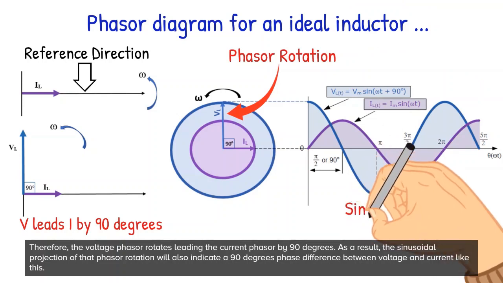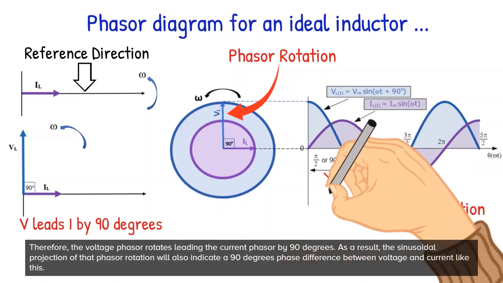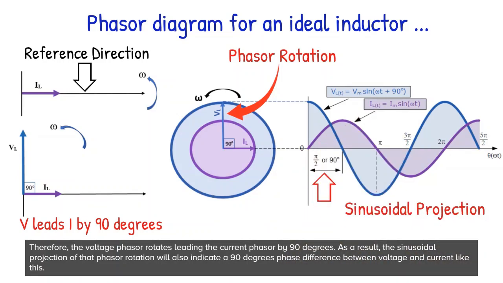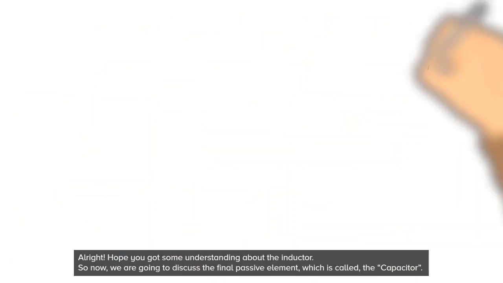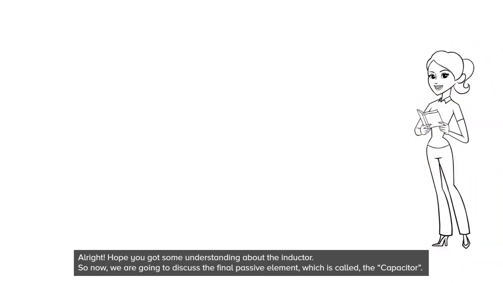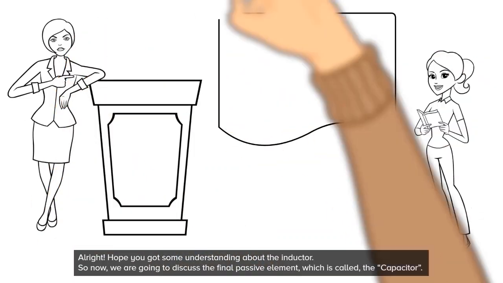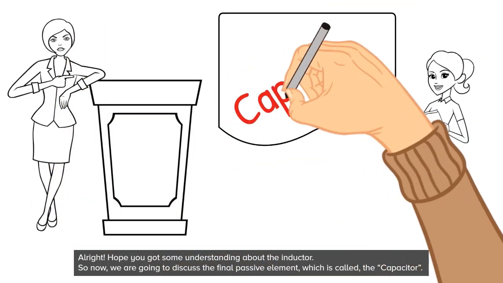As a result, the sinusoidal projection of that phasor rotation will also indicate a 90 degrees phase difference between voltage and current, like this. Alright. Hope you got some understanding about the inductor. So now, we are going to discuss the final passive element, which is called the capacitor.